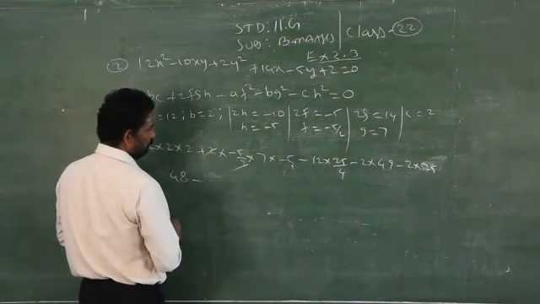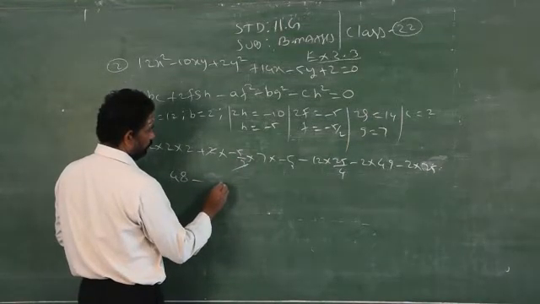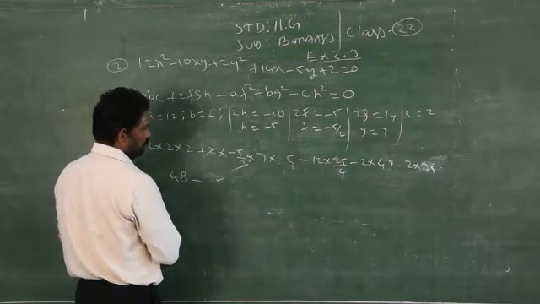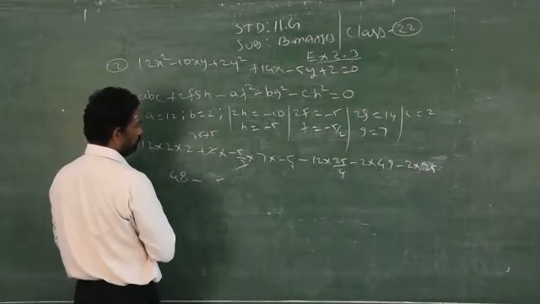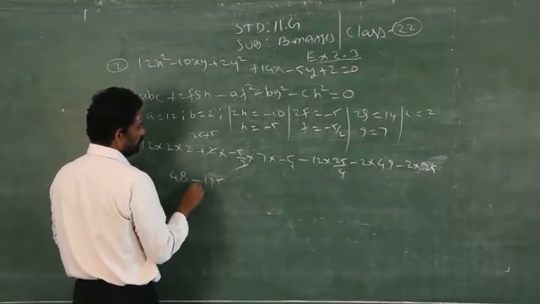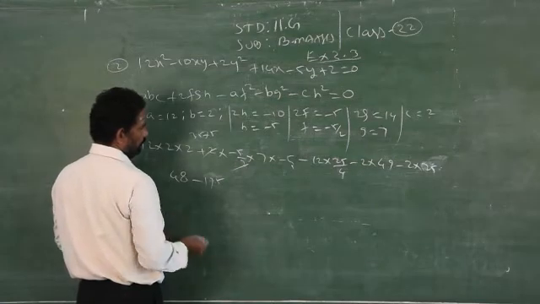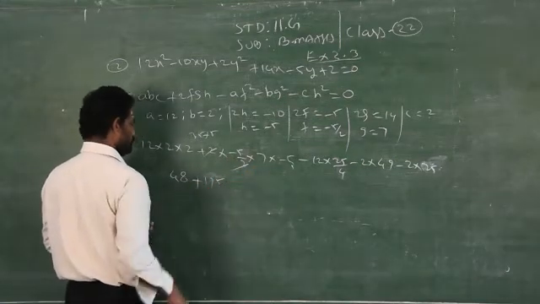7 5s are 20, 35. 35 into 5: 5 5s are 25, remainder 2, 5 3s are 15, that is 175. Clear? Minus into minus is plus.